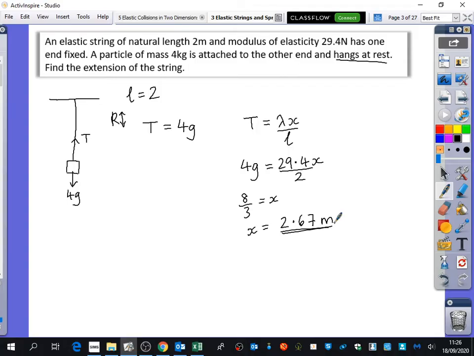They might ask you different questions. They might not say, find the extension in the string. They might ask you, how far is the box now below the ceiling? And you might have to add on the original 2 meters as well to get 4.67 meters, okay? So just make sure you read what the question carefully says. In this case, it just asked for the extension. It didn't ask for what the total length of the string was, okay?